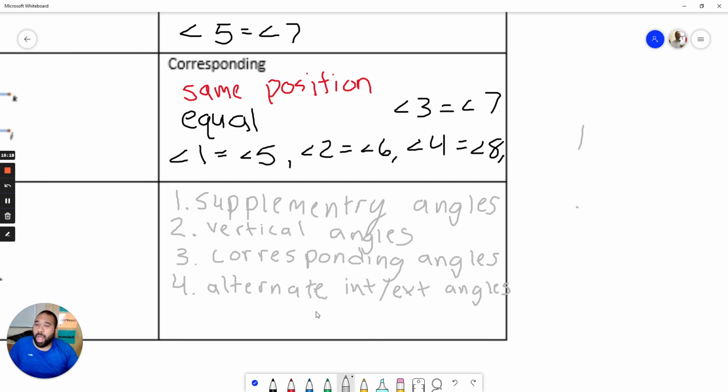They can all help you find all the angles that are missing in a figure. Good luck. I hope this helped. Please use your notes on the practice and get started.